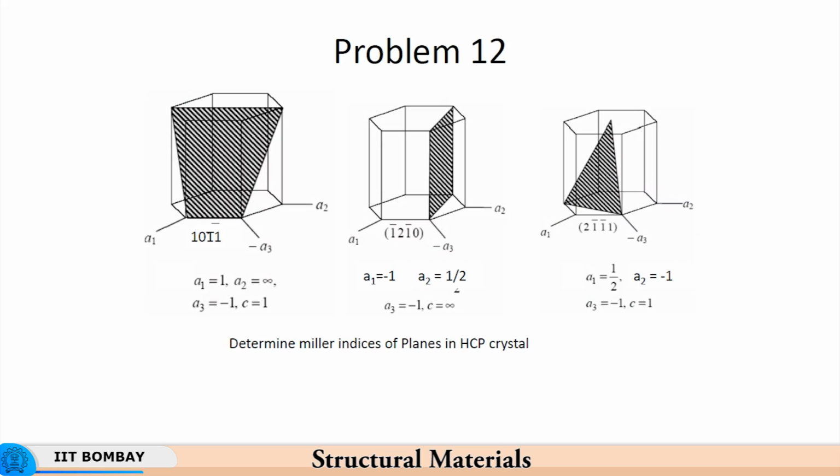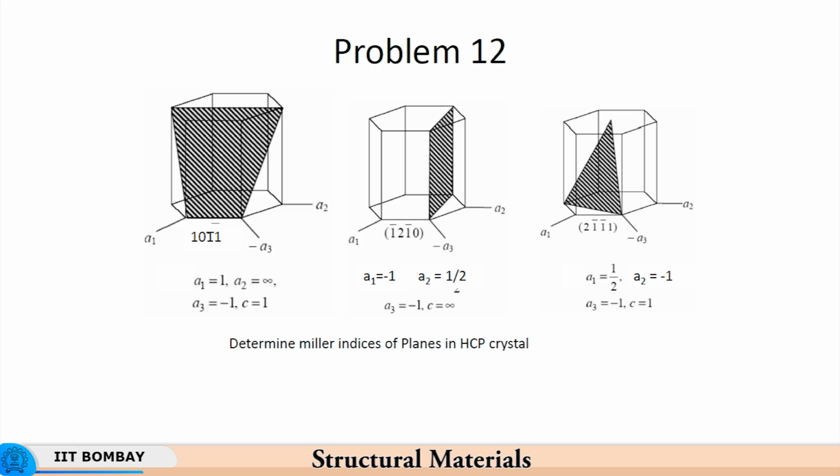Other planes, let us say you have A1 axis here, so the intercept is 1, A3 is -1 as shown over here, and then it is parallel to A2, so the intercept is infinity and C is equal to 1. So, then you have the Miller indices 1, 0, bar 1, 1.